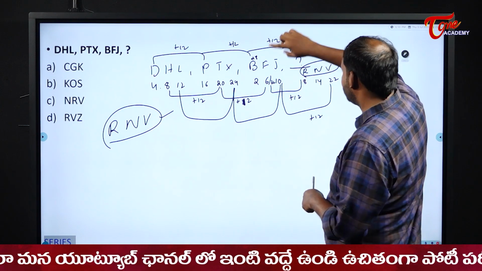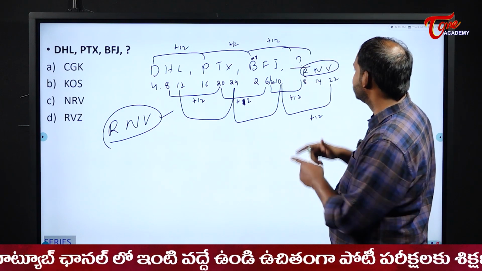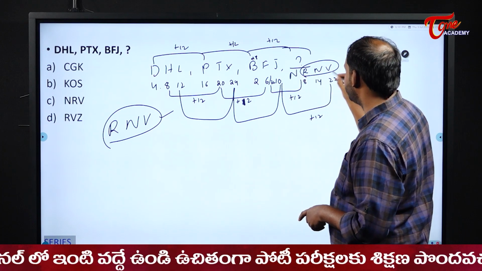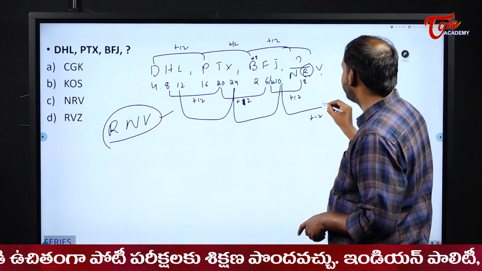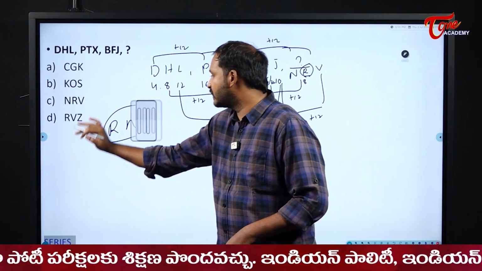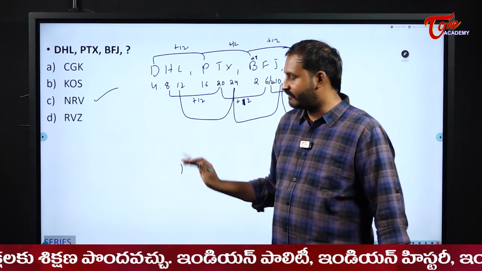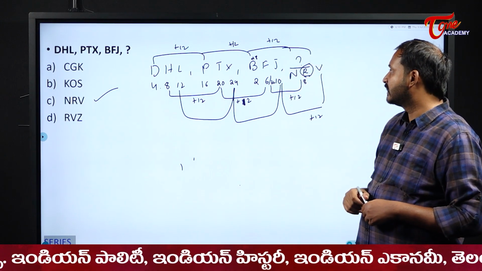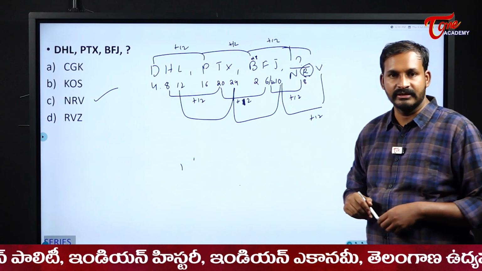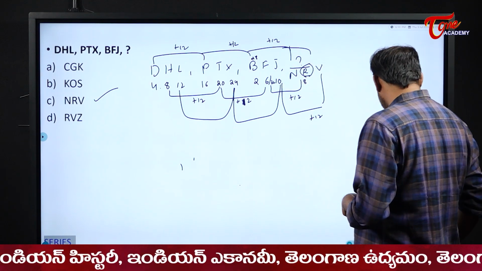Sorry, I have written correctly but we shuffled it. N should be the first one. So our answer here will be NRV. NRV will be the perfect one for us here. Okay. Right. Next one.